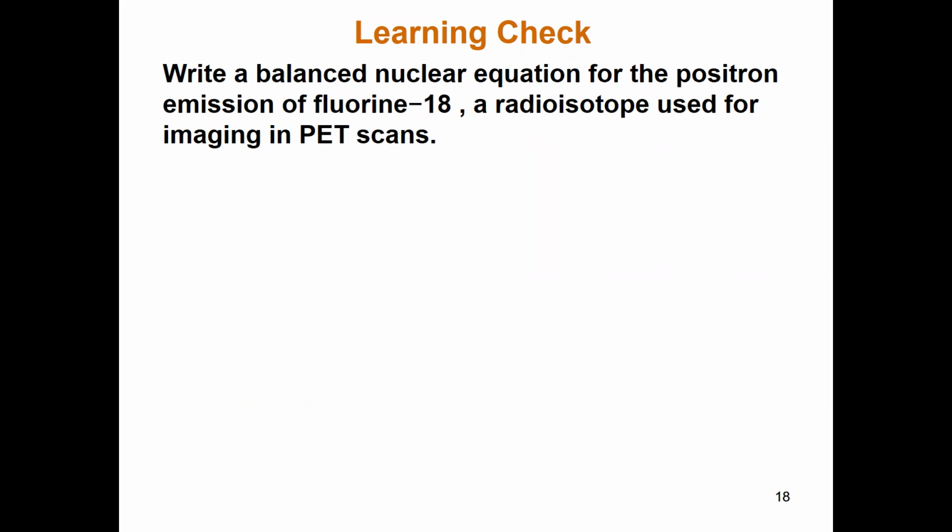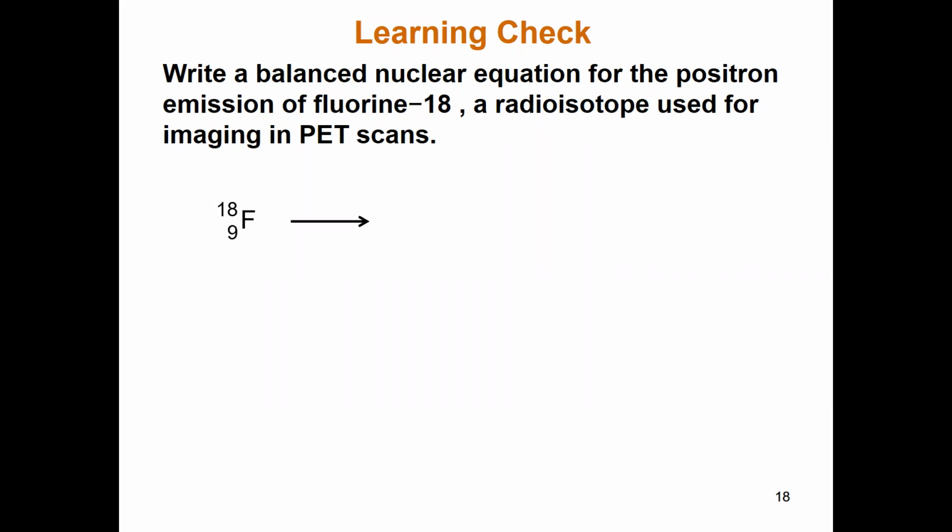So let's write the original nucleus. Fluorine is symbol F. The atomic number for fluorine is 9. So 9 at the bottom, 18 on top, because that's the mass number that is given, and capital F. We are told it's a positron emission, so positron decay.